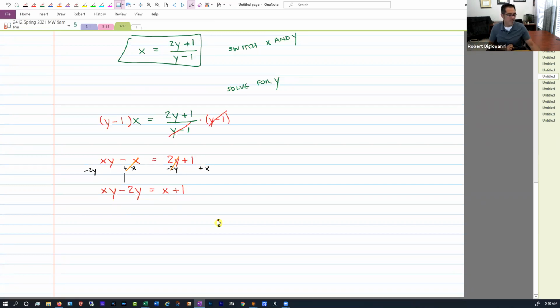Why do you think I did that step? Why do you think I got all my Y's on one side and everything without Y on the other? Does anyone know why I'm doing this? Because you could factor out a Y now. Yeah, because now everything on the left-hand side has a Y. So we can factor it. Pull the Y out of both of those, you'll be left with X minus 2.